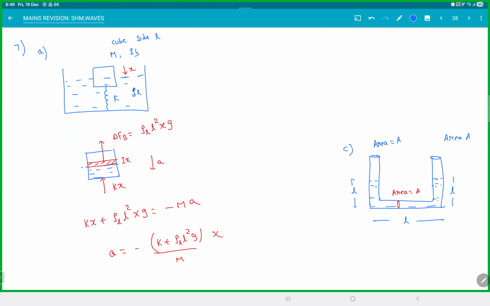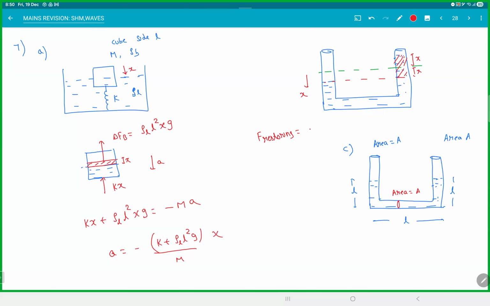What about this U-shaped? U-shape, same story. Push one side by x. Now when you push one side by x, initially the level is here. This liquid will go down by x, but the other side will rise by x. So this total difference will be x and x. That means the restoring force is created by 2x of liquid. So the F restoring will be rho of the liquid, area of cross section, 2x into g.